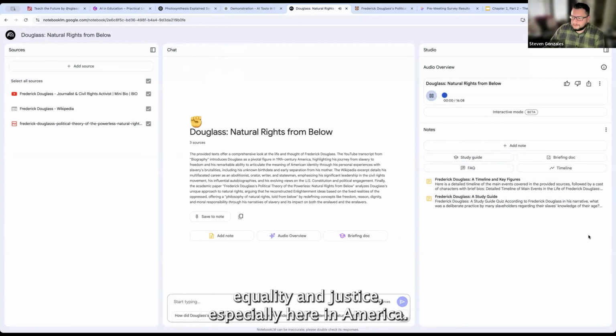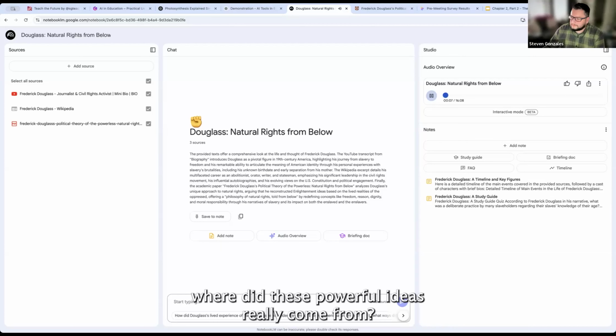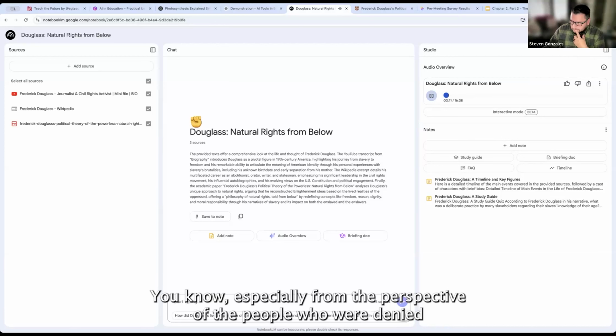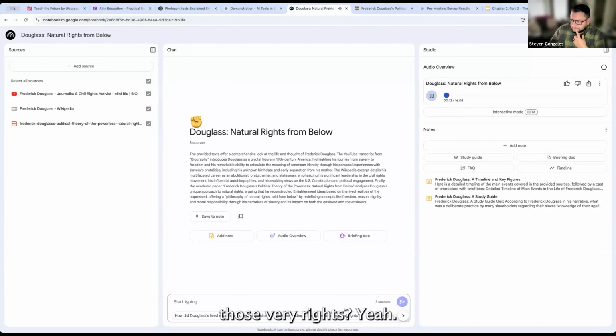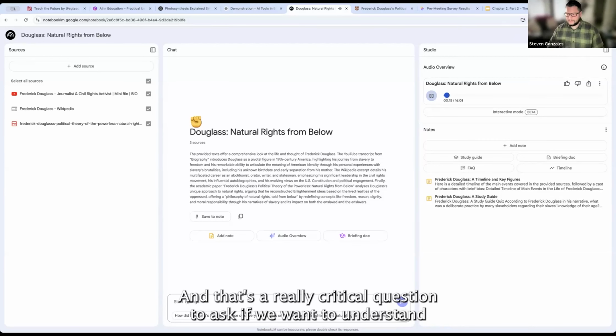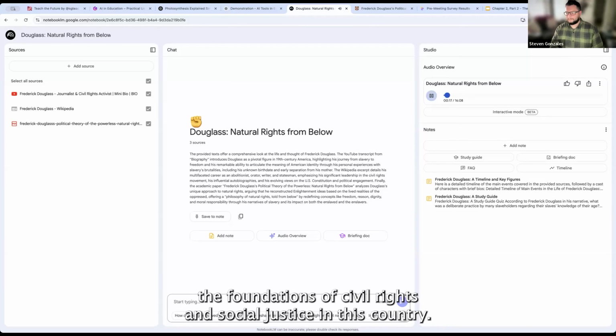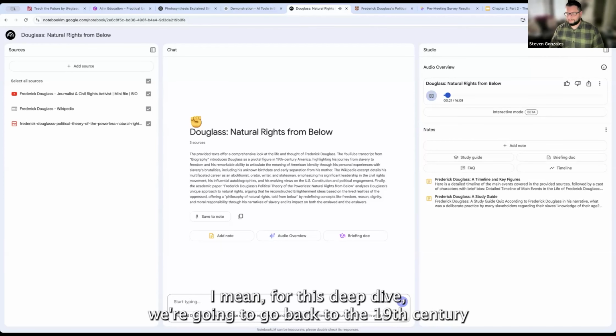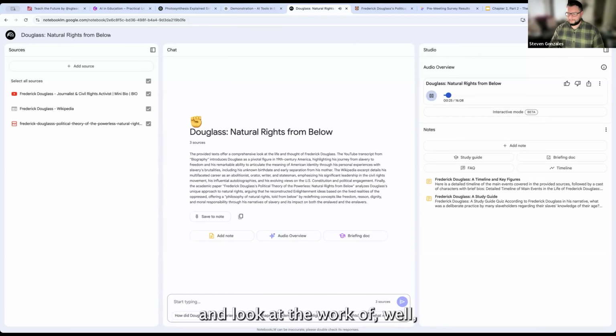We hear so much about equality and justice, especially here in America, but I don't know, it always makes me wonder, where did these powerful ideas really come from? Especially from the perspective of the people who were denied those very rights. Yeah, and that's a really critical question to ask if we want to understand the foundations of civil rights and social justice in this country. I mean, for this deep dive, we're going to go back to the 19th century and look at the work of, well, a truly remarkable figure, Frederick Douglass.